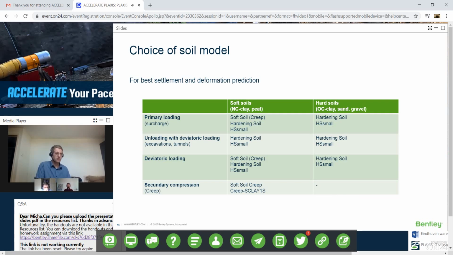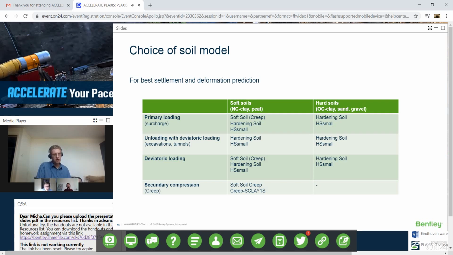In the soft soils, you're more thinking about a lot of the clays here in Western Europe, but also things like Bangkok clay, and those are very soft. Singapore marine clay is also a very soft soil. The hard soils are then the over-consolidated ones, sand and gravel. And then you see the different models. So there can be soft soil, soft soil creep, hardening soil, HS small. Mohr-Coulomb is not really in this list. Mohr-Coulomb does not give you the best settlement and deformation prediction.